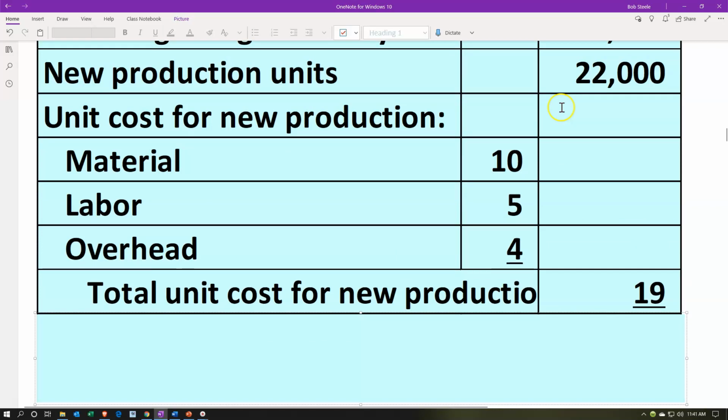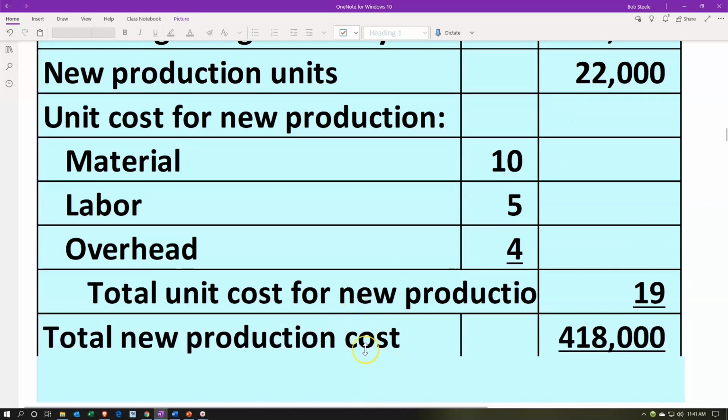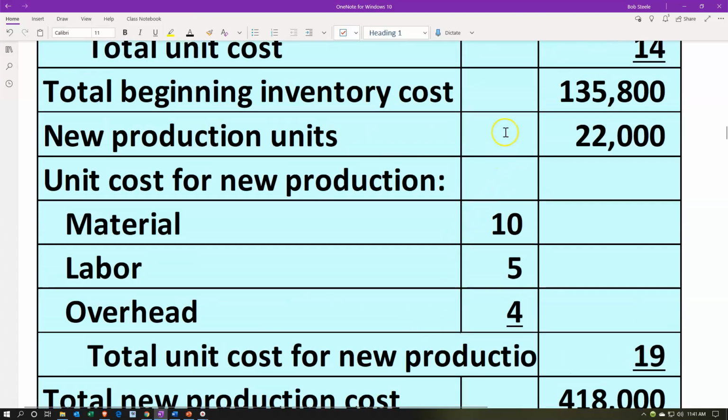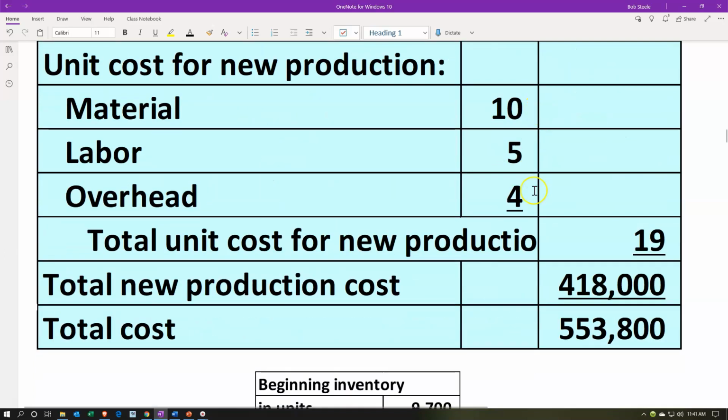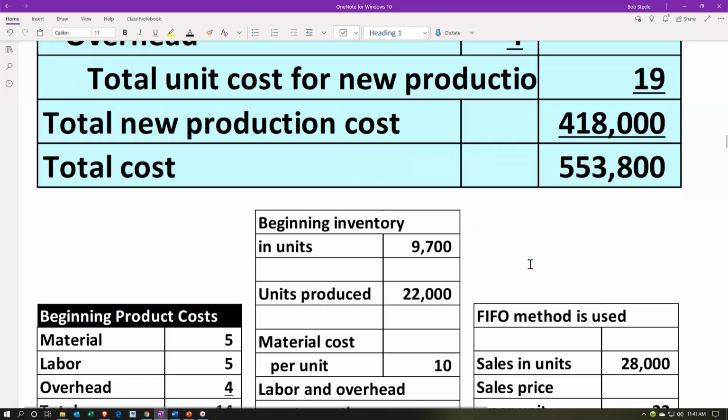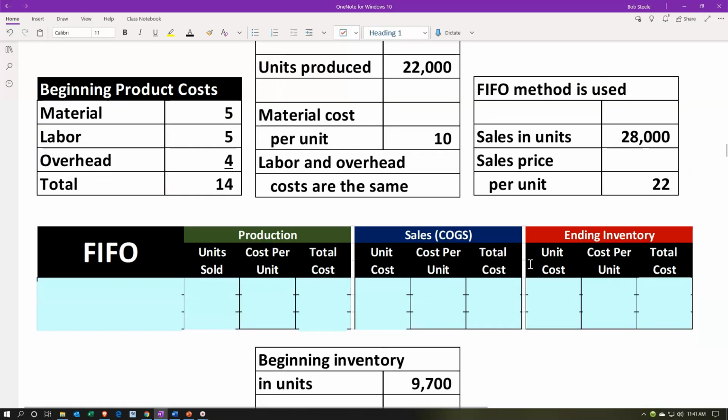If we take that 22,000 times the 19, we get to 418,000. Adding the 418,000 for the new units we produced that cost $19 and the beginning units at 135,800, which cost $14, we have a total dollar amount of inventory of 553,800. So this is just emphasizing what inventory we had available to sell during the month. Now let's take a look and break that out into our first in, first out flow assumption.